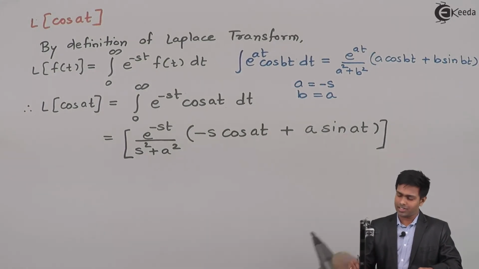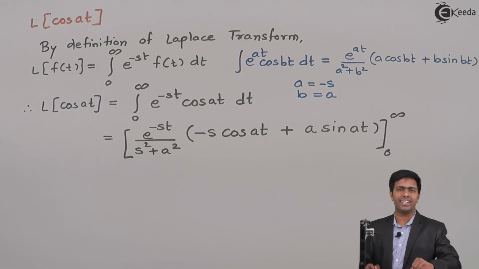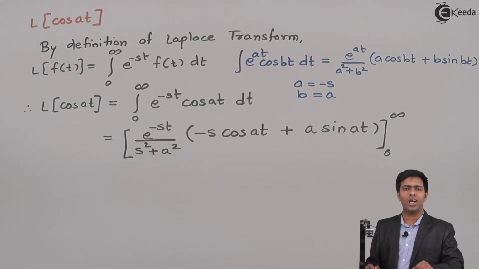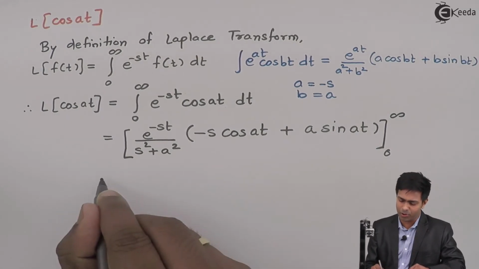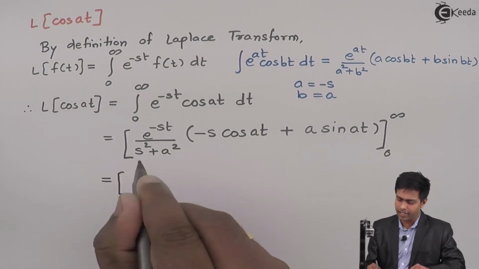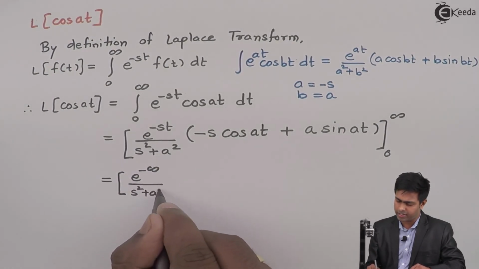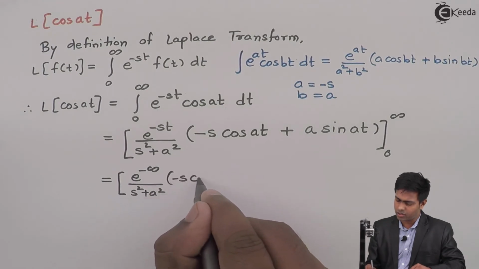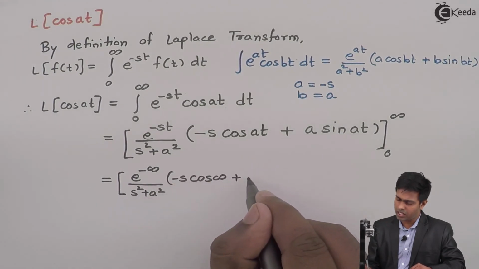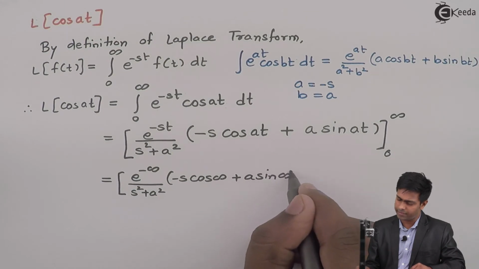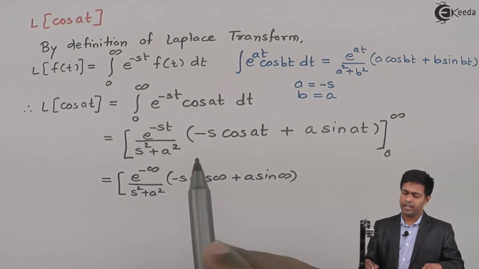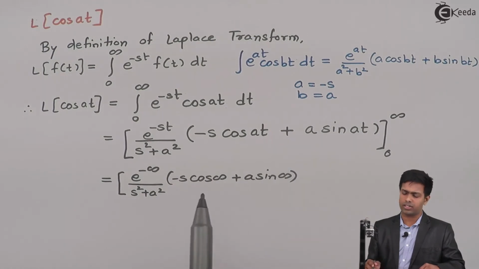Now in this term we'll substitute the upper and lower limits to evaluate the integration. Let's substitute the upper limit first. The upper limit is infinity. So by substituting the upper limit, we will get e raised to minus infinity upon s squared plus a squared, into minus s cos of a times infinity plus a sin of a times infinity. I am substituting t as infinity everywhere because I am integrating with respect to t.